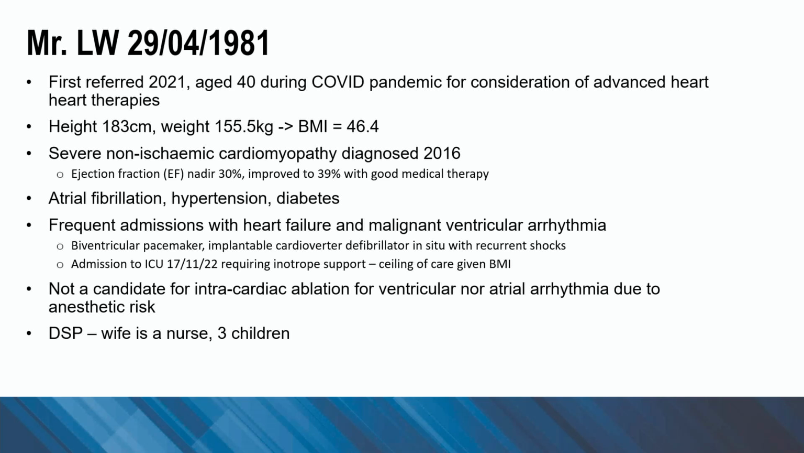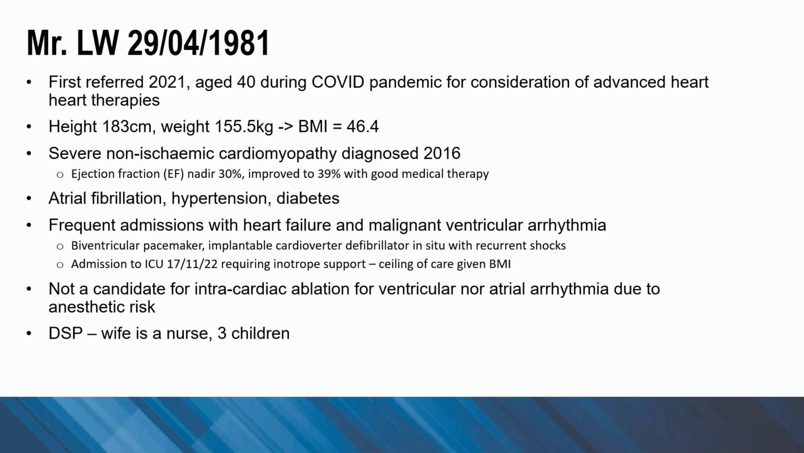He also had atrial fibrillation, hypertension and diabetes, and he was having more frequent admissions with heart failure, but more concerningly with malignant ventricular arrhythmia. He had a biventricular pacemaker and an implantable cardioverter defibrillator in situ, and he was getting recurrent shocks. And this culminated in an admission to ICU at the end of 22, where he required inotropic support.